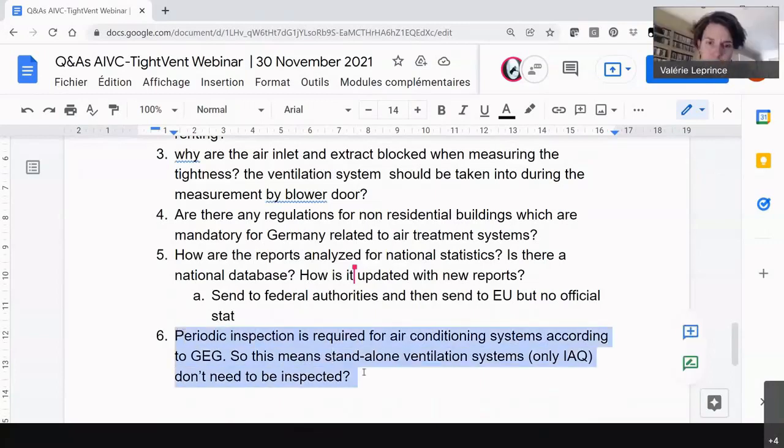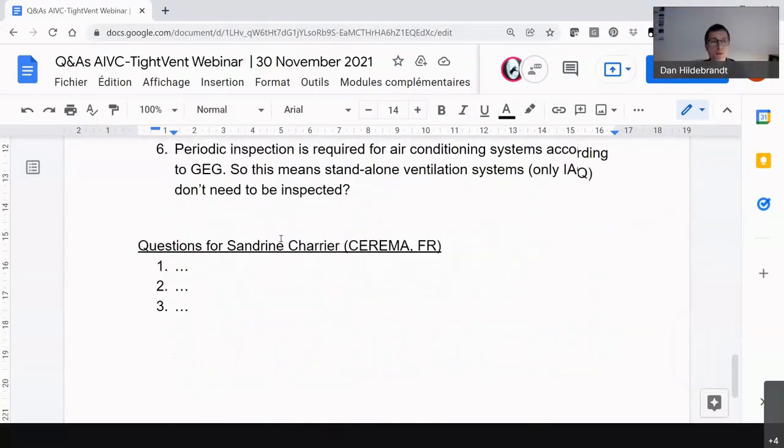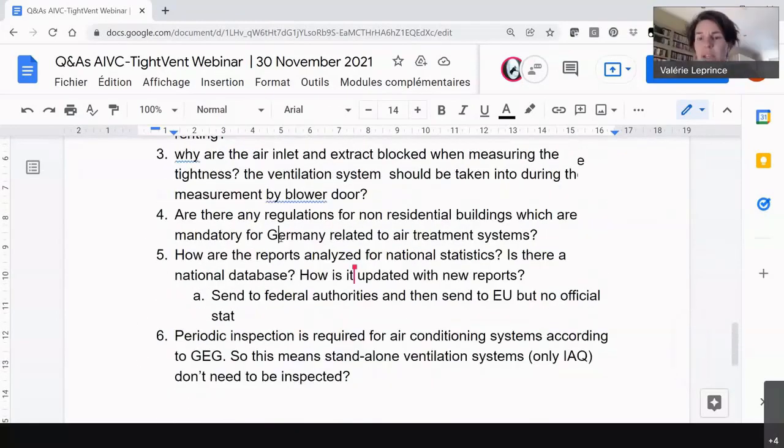Yeah. So the periodic inspection is required for air conditioning systems according to the GEG. So this means standalone ventilation systems, only for indoor air quality, don't need to be inspected, right? That's right. Yeah. Okay. They can be inspected, but they don't have to. Yeah. Of course they can. And the protocol covers standalone ventilation systems also. I mean, I guess you can just remove the part on air conditioning and use the same protocol. Yes. Yeah. Okay, thank you very much.